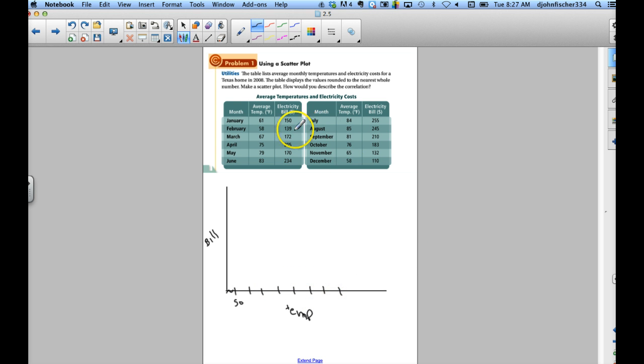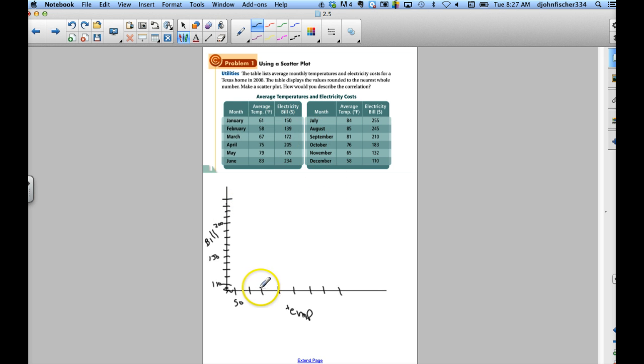Now the electricity bill goes 139, 110. Anything lower than that? Nope. And it goes up to 210, or 234 actually. So 110, and I'm going to put a broken axis that way. 120, 130, 140, 150, I'm going to mark that one. 160, 170, 180, 190, 200, 210, 220, 230, 240. Okay, now I'm going to plot the points.